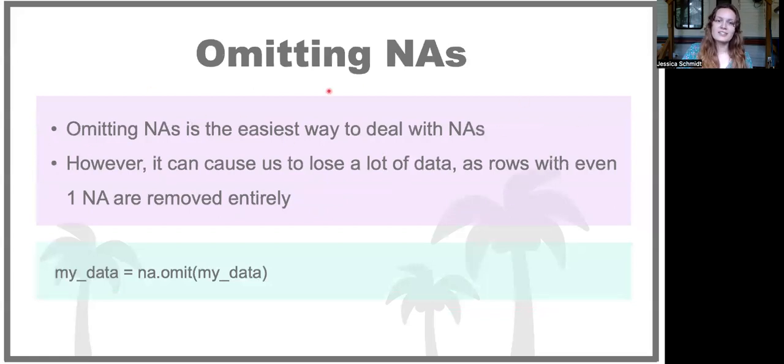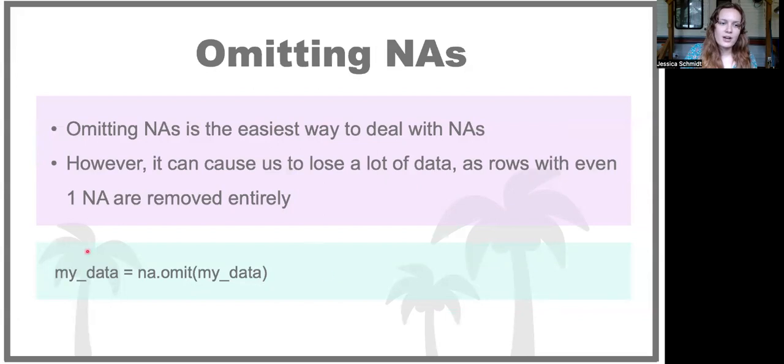Yes, omitting NAs is the easiest way to deal with NAs. It can cause us to lose a lot of data, which is a con of this specific solution, as rows with even one NA are removed entirely. Like, let's say I forgot to get the spider size for one row of data. It's taking out that entire row of data. So it's not always the best solution, but like I said, it's quick and dirty. So it can help us when we're just trying to explore our data and make some quick figures with ggplot.